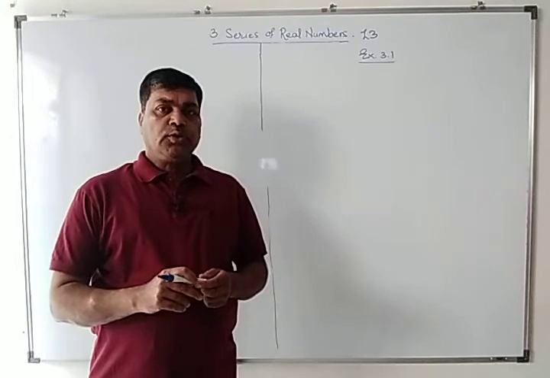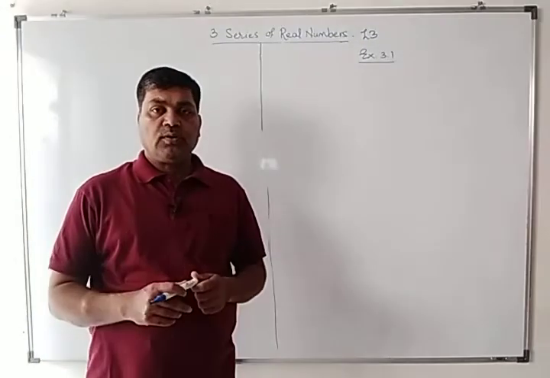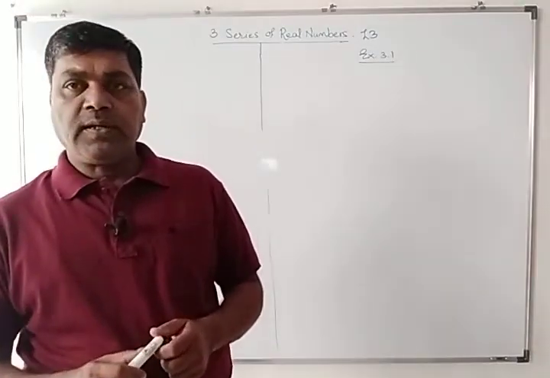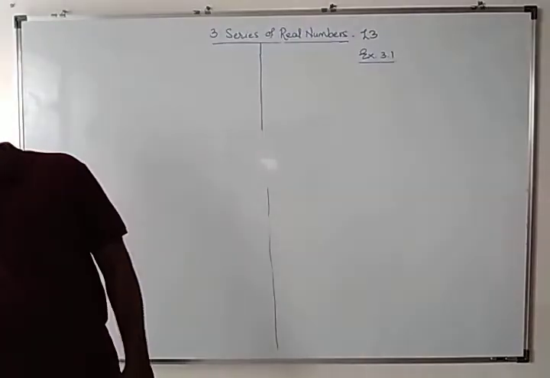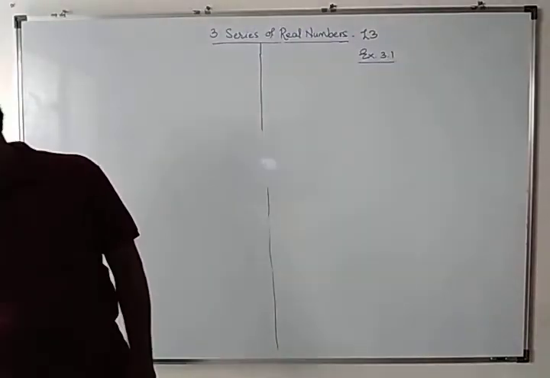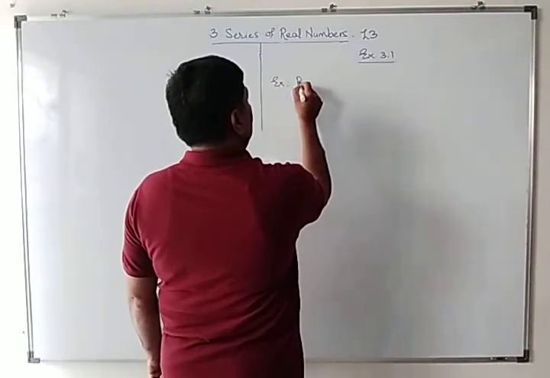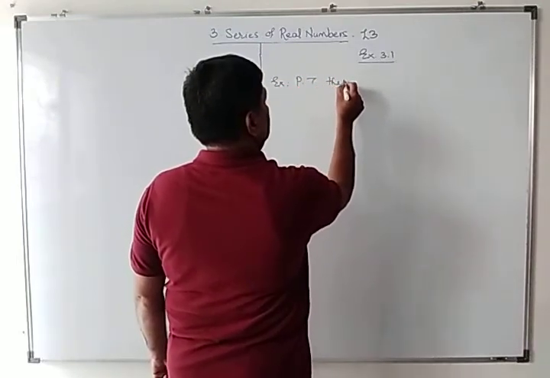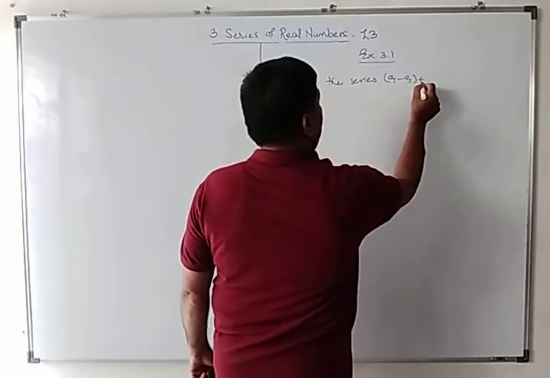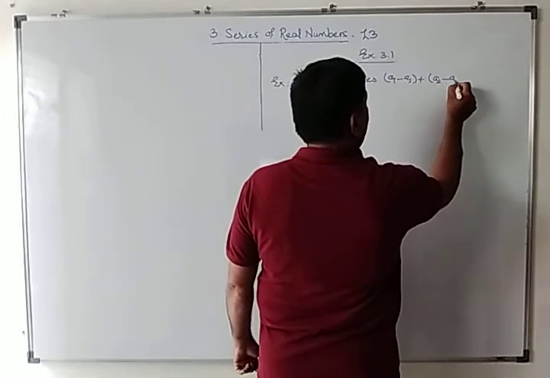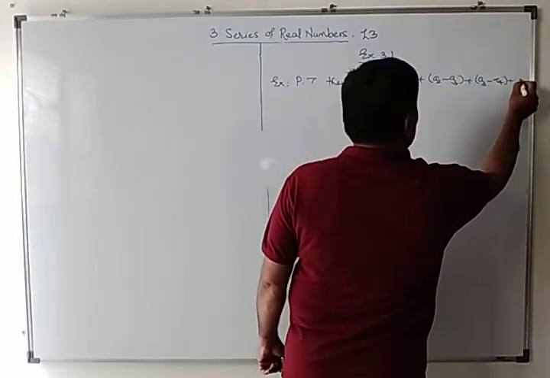In this lecture we will continue examples from exercise 3.1 of Methods of Real Analysis by R.R. Goldberg. So we will take the example: prove that the series a1 minus a2 plus a2 minus a3 plus a3 minus a4 plus dot dot etc.